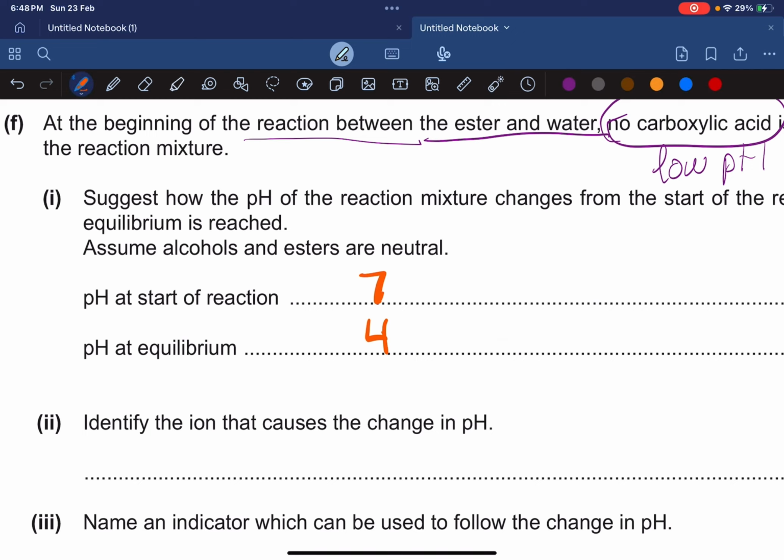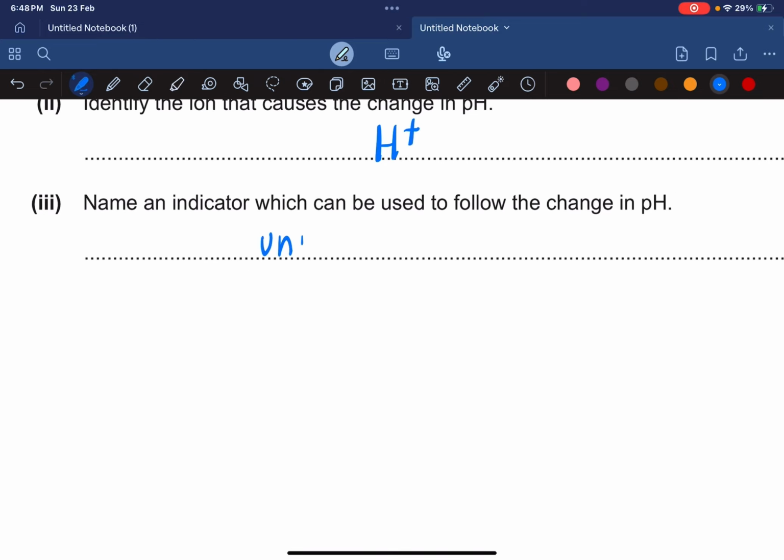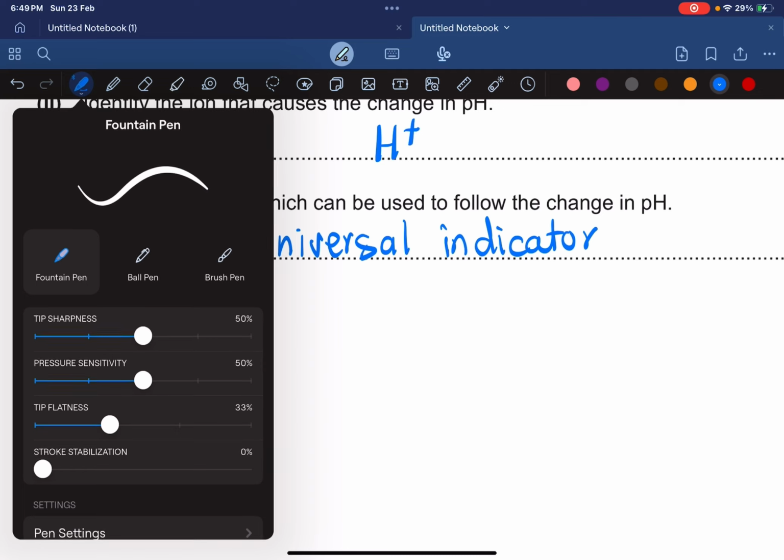Identify the ion that causes change in pH. Obviously, the ion that causes a change in pH is going to be hydrogen ion. Name the indicator which can be used to follow the change in pH. Always remember that we use universal indicator to follow the change in pH. I'll tell you why. Whenever you're using any other indicator, for instance, methyl orange, it still has only two colors. Let me take an indicator.